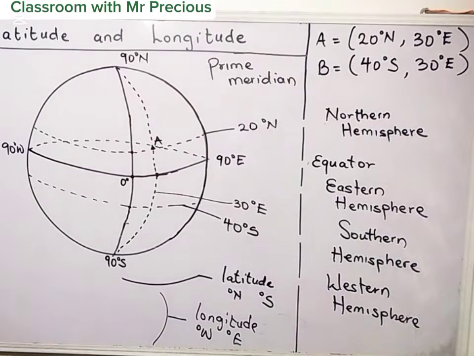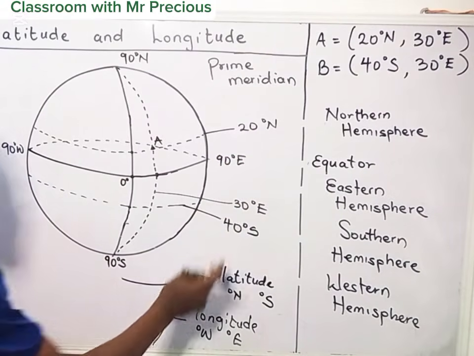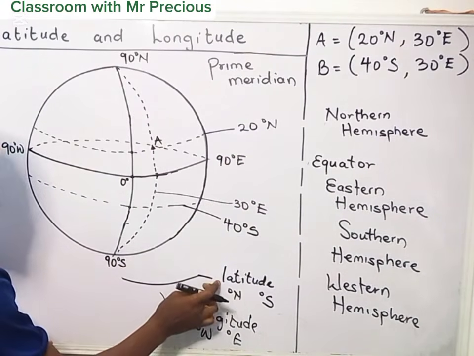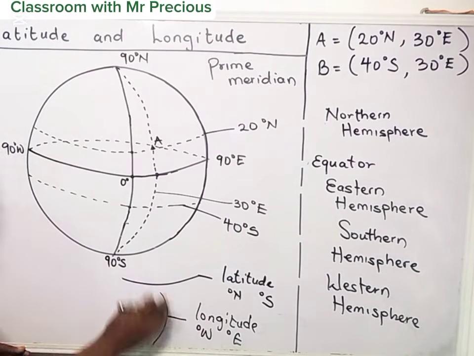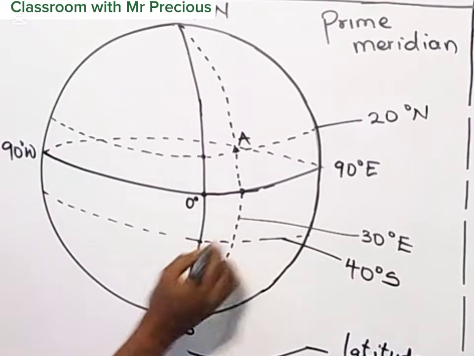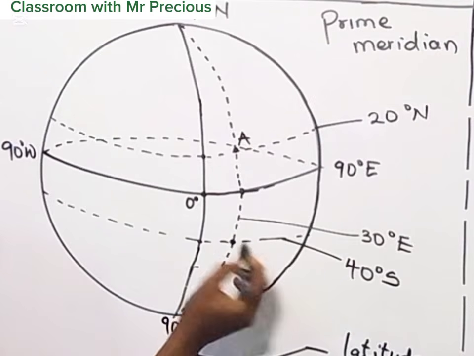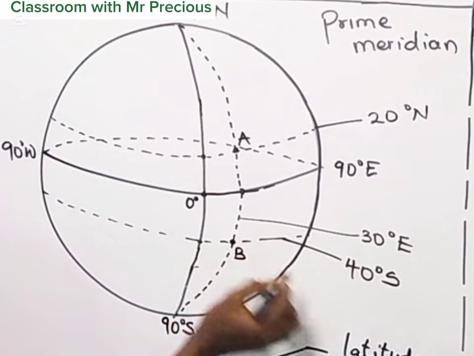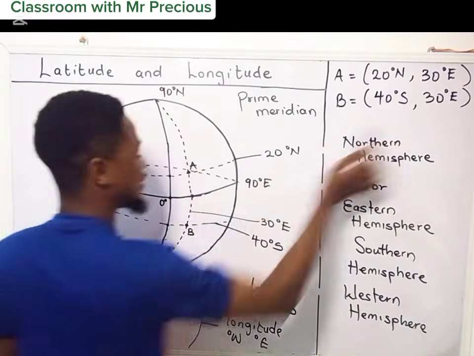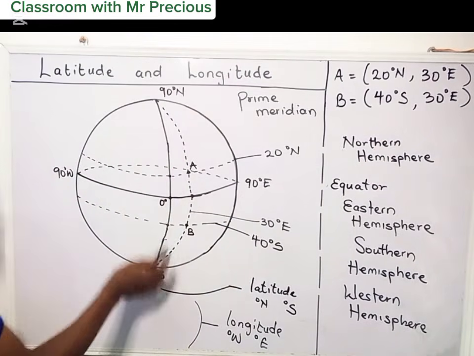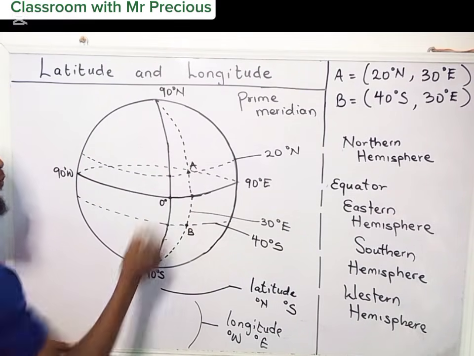So this is latitude, latitude, longitude, longitude. Anything north or south is latitude and it is side by side. Anything west or east is longitude and it is up and down. Look at this B. The intersection between this line and this line is B. Because 40 degrees south is this line, and 30 degrees east is still the same 30 degrees east that we used the first time. So this point is point B, this point is point A.